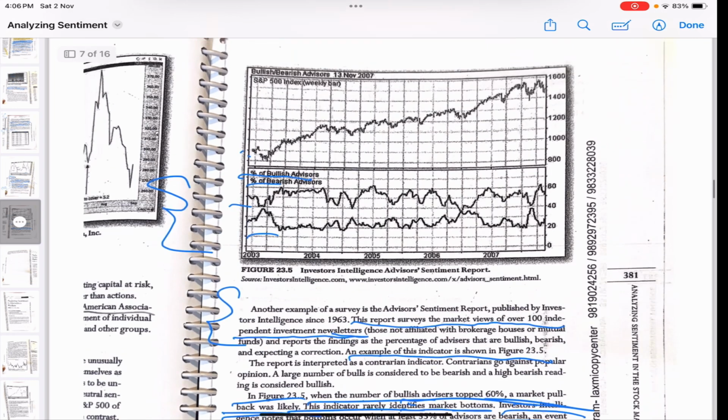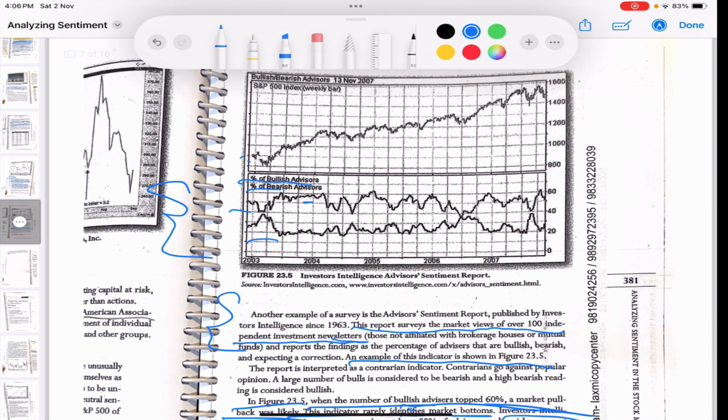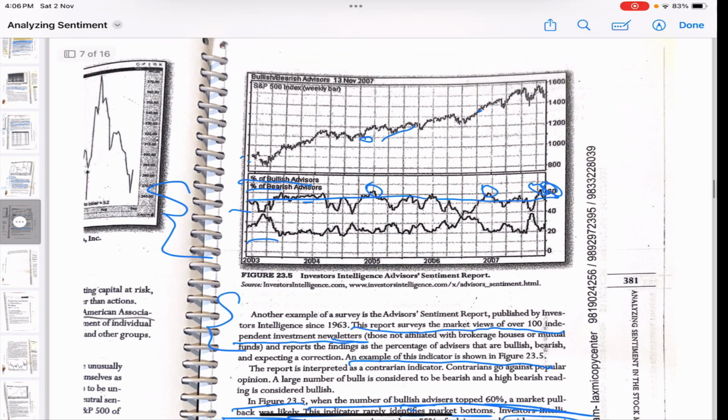So you can see that whenever bullish was above 60, the market created a pullback, right? Whenever it was above 60, the market created a pullback.